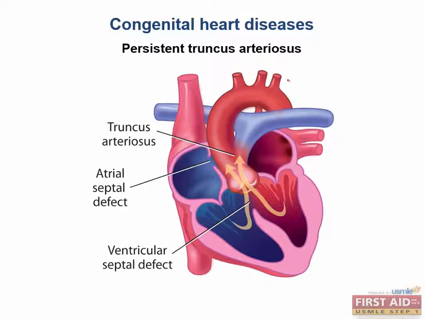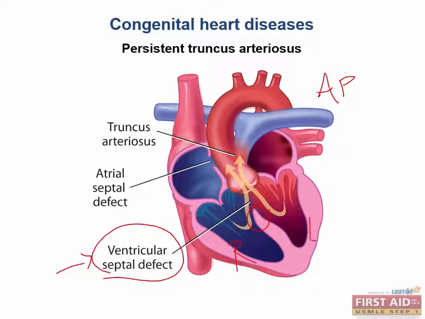So here is our image representing the persistent truncus arteriosus. There's almost always an accompanying ventricular septal defect because the descending AP septum is supposed to fuse with the interventricular septum to complete the separation of the right and the left ventricles. So this image shows us what we are dealing with. There's one big vessel sitting over the unclosed interventricular foramen here.